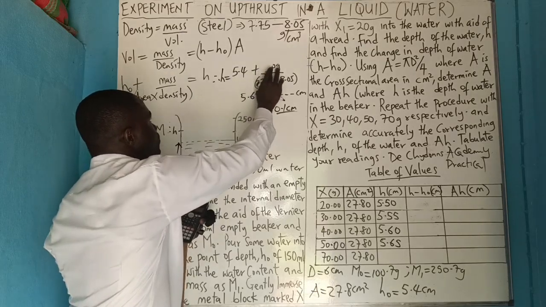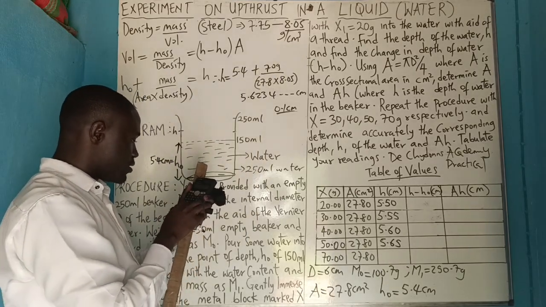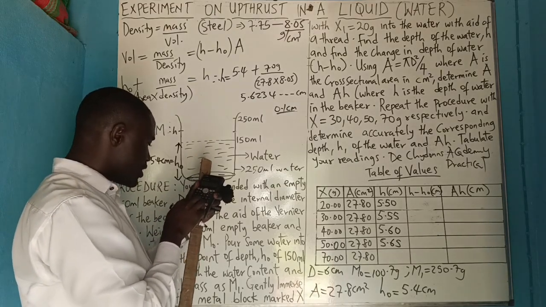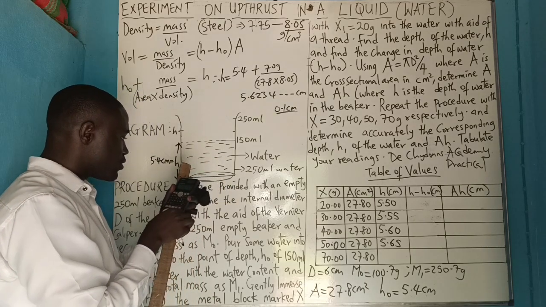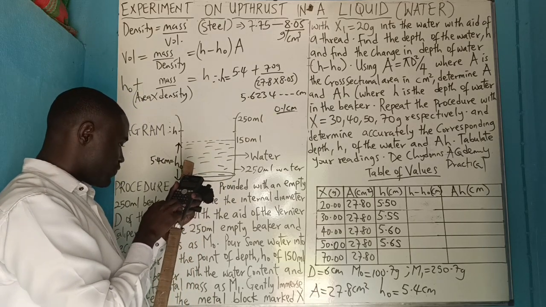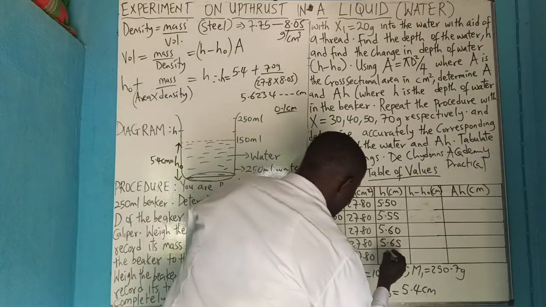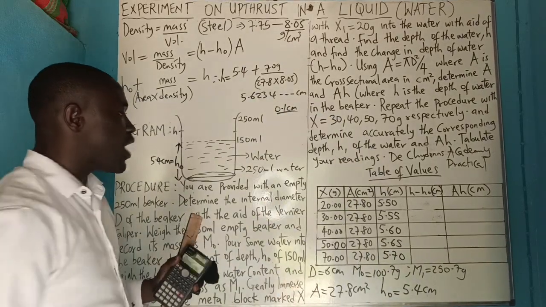Then you get the one for 70. Change here to 70. 70 divided by bracket 27.8 times 8.05 plus 5.4, 5.71. We approximate it to 5.70. We have gotten our height.